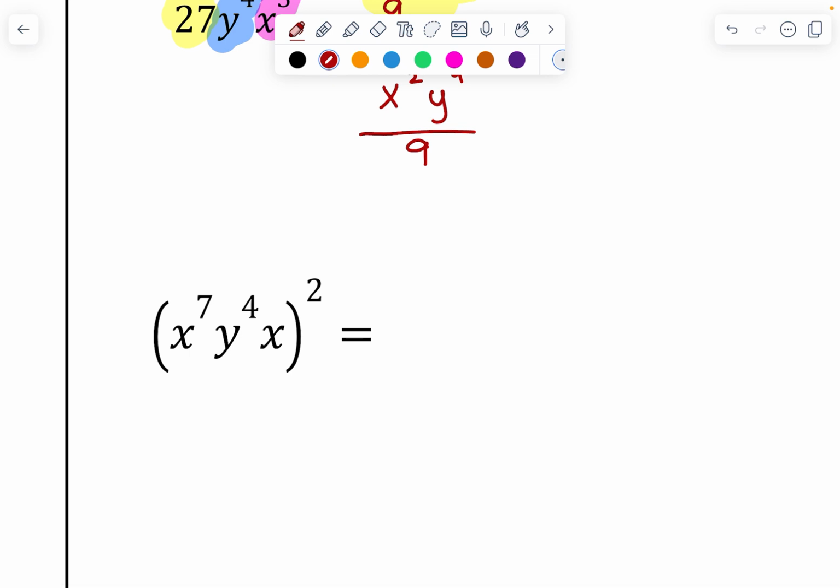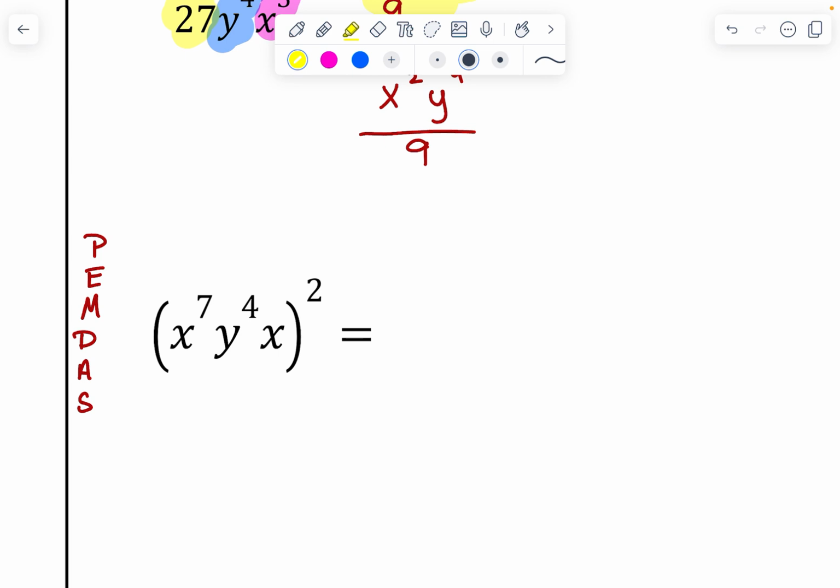Alrighty, here we have some parentheses, and we have an exponent on the outside of our parentheses. Now, whenever we are doing exponents, we do want to make sure we're still following PEMDAS. Okay, so PEMDAS starts with a P, so it's meaning that we need to do our parentheses first.